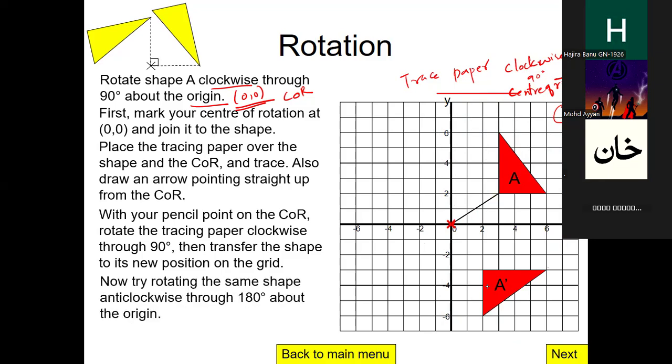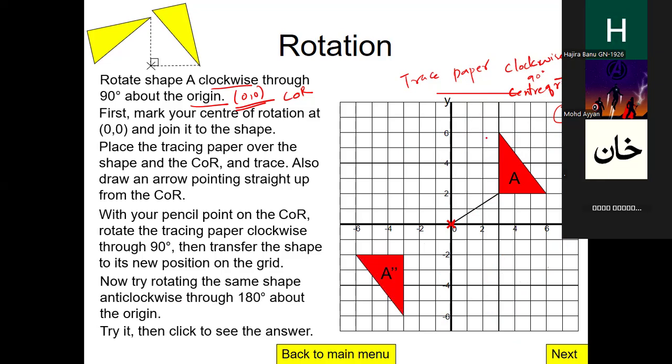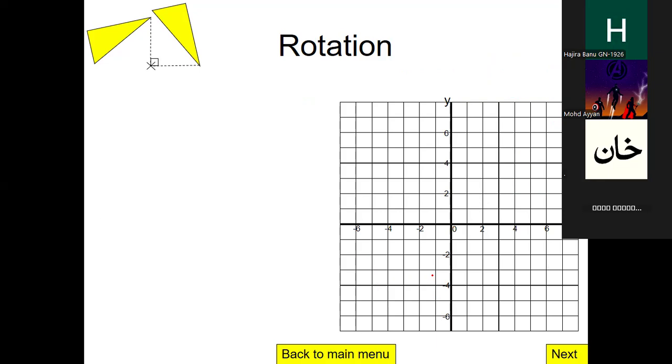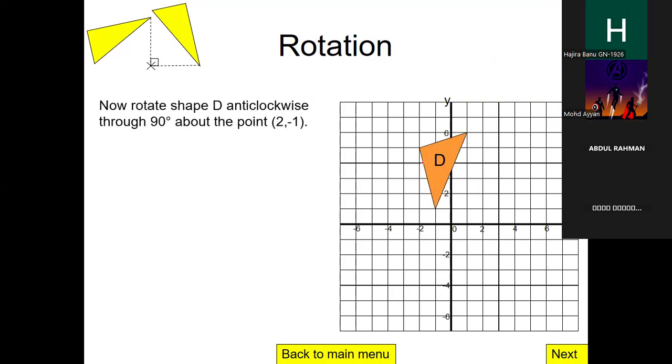If the same shape you have to rotate anti-clockwise 180, the shape will come back here itself. Now you see, it is 180, no? So from here till here you have to move 2 times. 90, 180. Any clarification is needed here? No. Now one more reflection.